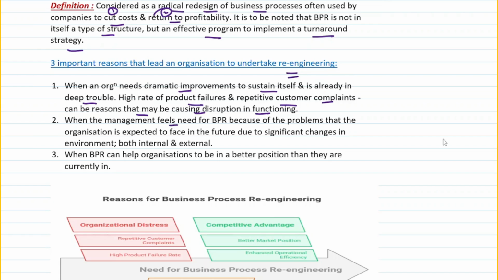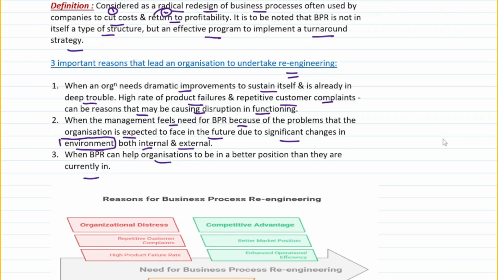Third, when the management feels the need for BPR because of the problems that the organization is expected to face in the future due to significant changes in the environment, both internal and external. So when the management feels the need for BPR, it is because of the forthcoming problems you're going to see due to significant environmental changes. So this is more environment-based, both the internal environment and the external environment. If that is taking a hit, in that case you may require re-engineering. Then it says when BPR can help organizations to be in a better position than they are currently in.